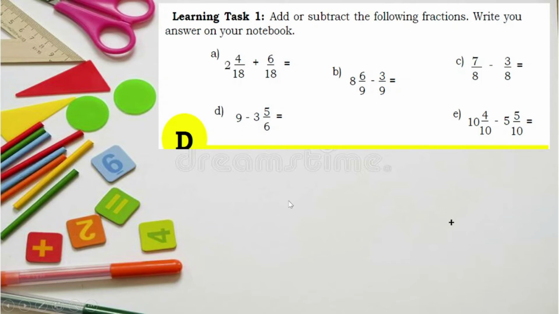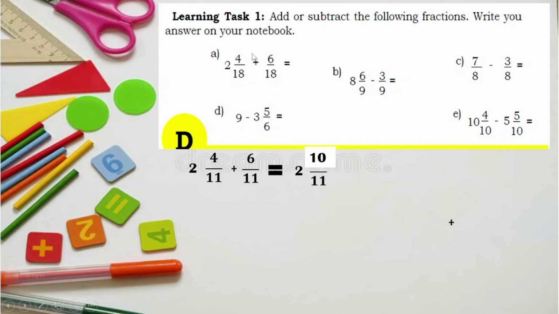So, sa letter A, kung makikita nyo, they have the same denominator. So, no need na kayong mag-regroup. I-add na lang yung numerator, then copy the denominator, then copy the whole number. So, ito yung example sa letter A. Kunwari, meron akong 2 and 4 over 11 plus 6 over 11. So, they have the same denominator, which is 11. So, kopyahin ko lang yung 2, then 4 plus 6 is 10. Then, copy the denominator, which is 11. So, the answer is 2 and 10 over 11.